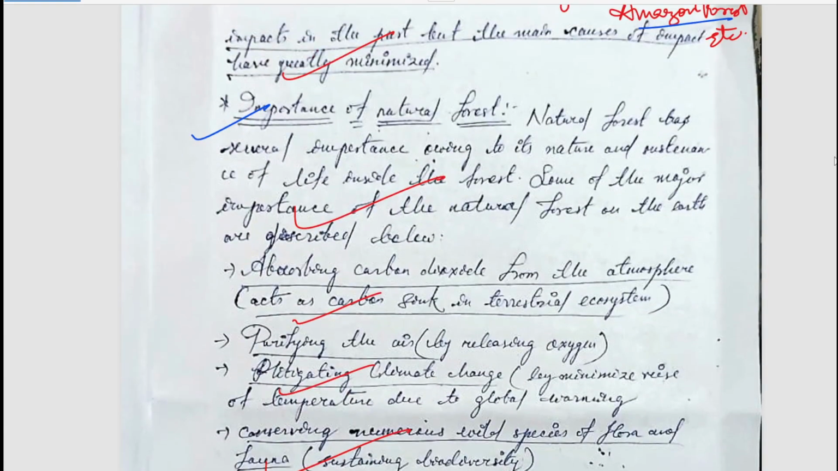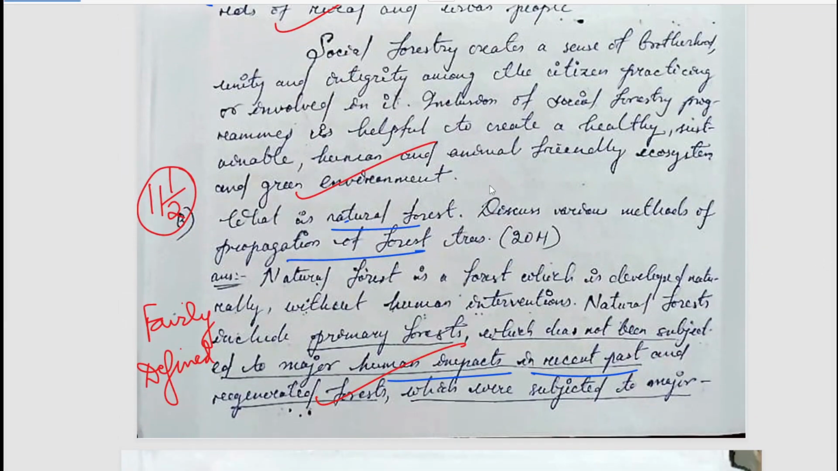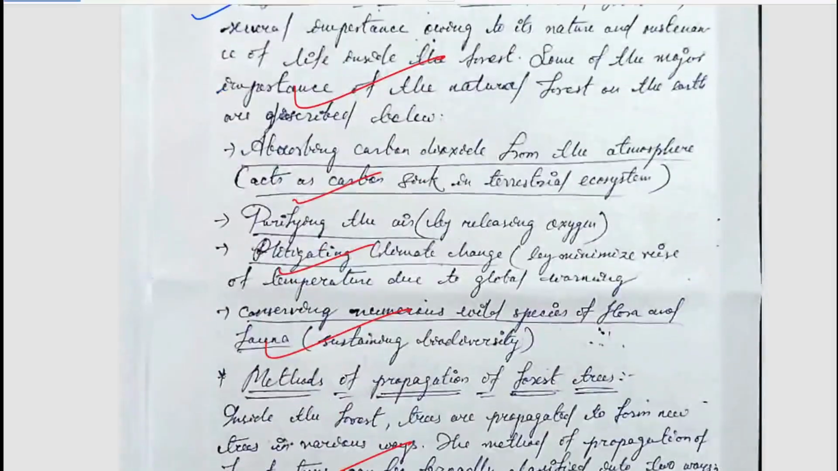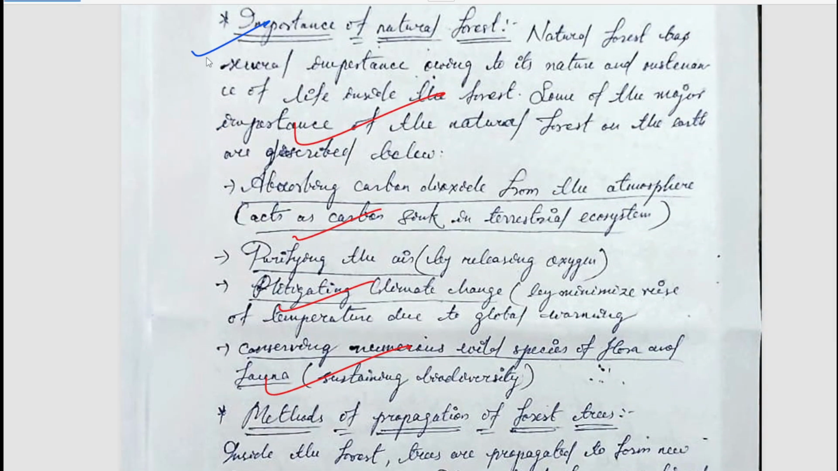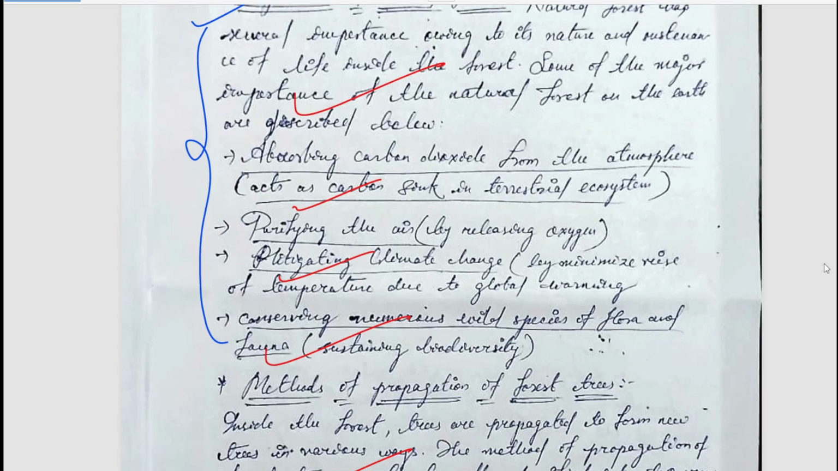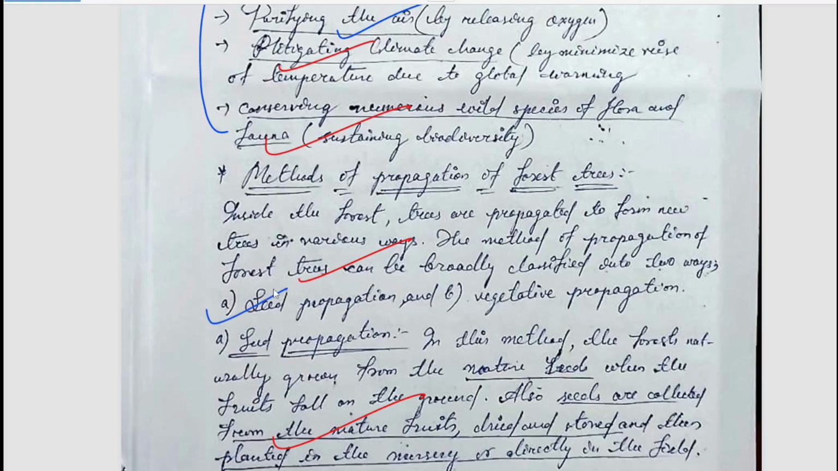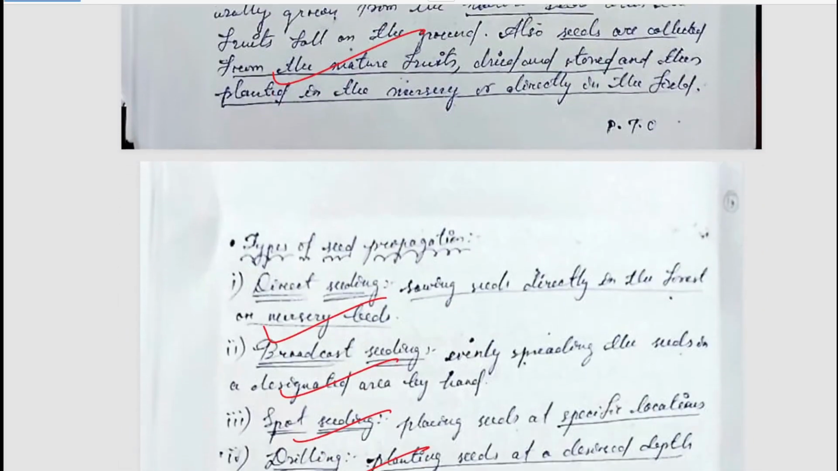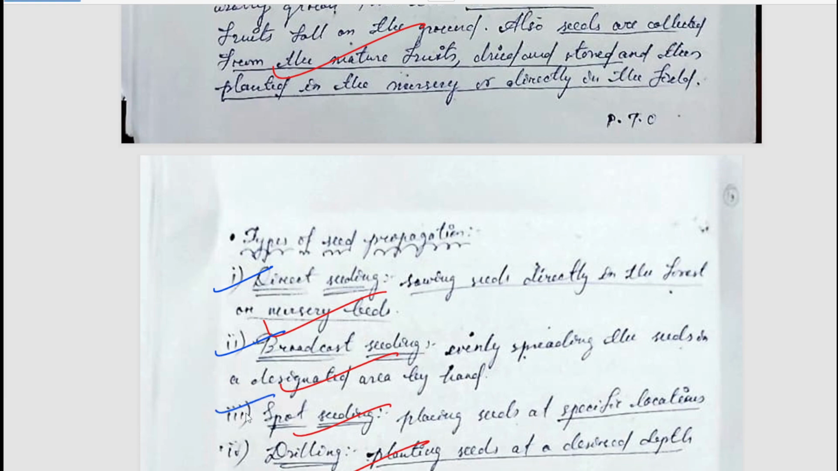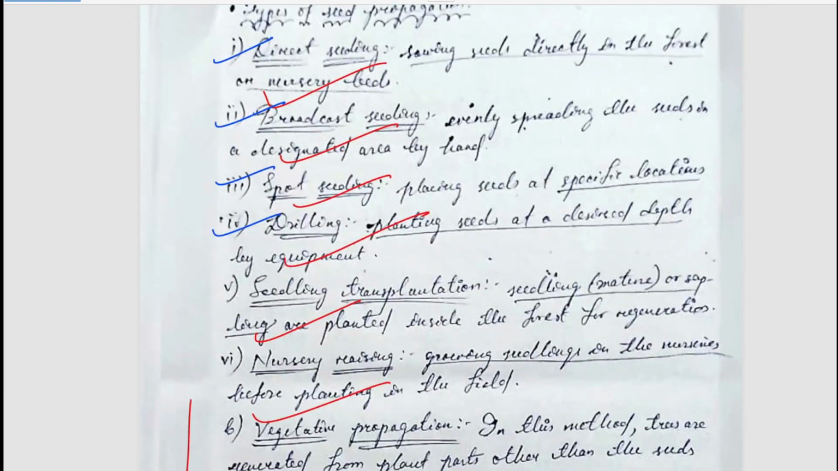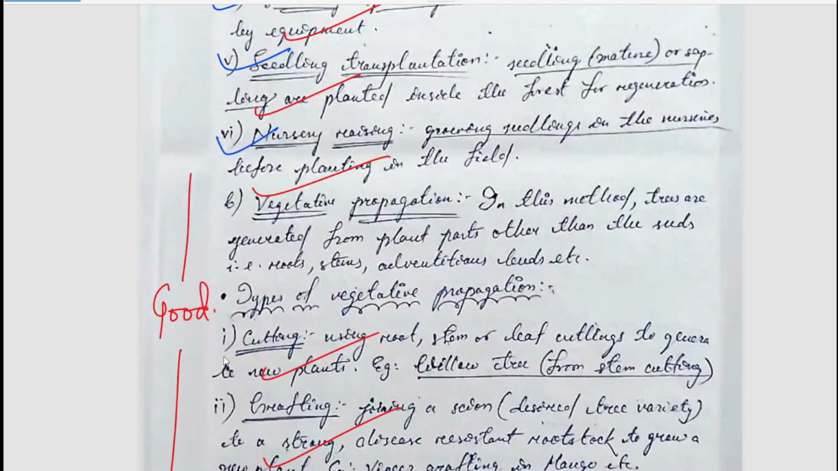Again, I don't think the importance has been asked in the question: what is natural forest, discuss various methods. So if you add importance, try to be very brief with it. The student is brief here, but you can skip it if you want to. If you want to write it, try to be very brief as the student is here. It absorbs carbon dioxide, purifying the air. Well written points. Now methods have been mentioned, such as seed propagation, with direct seeding, broadcast seeding, spot seeding, drilling, seedling transplantation, and nursery raising.